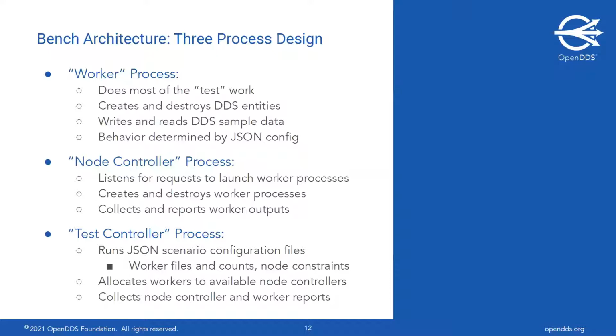After listening to see if there are any node controllers available, it divides the worker configuration files among the free node controllers according to the rules in the scenario file. Then it sends off the requests to each individual node controller and coordinates the test overall. The test controller then waits for the reports from each node controller, and it'll show some basic summaries of the statistics gathered, in addition to maybe storing the raw report data for further post-processing.